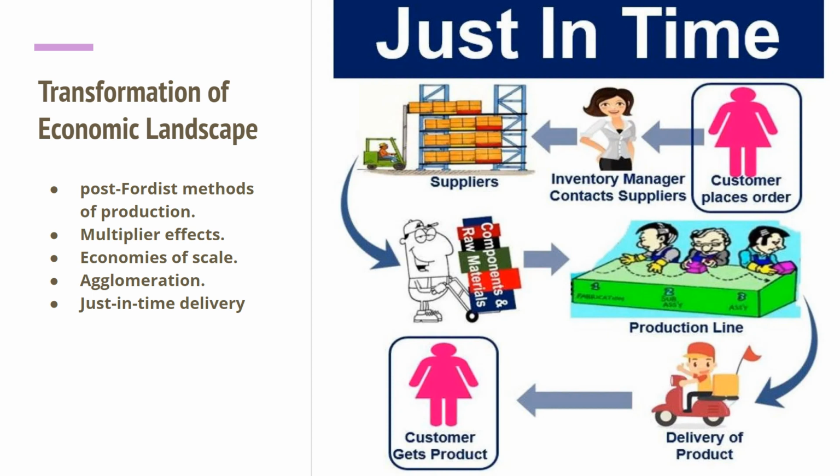You try to produce based on demand. And that's kind of specific to what the needs are of the public at that time. You don't just try to produce as much as possible. I'm going to get into multiplier and economies of scale after spring break. Agglomeration I've already talked about.